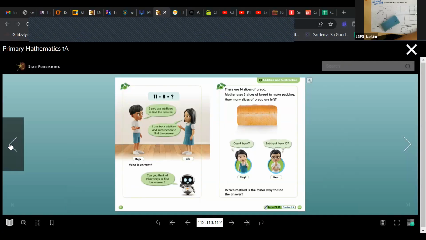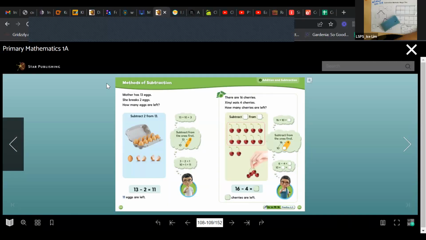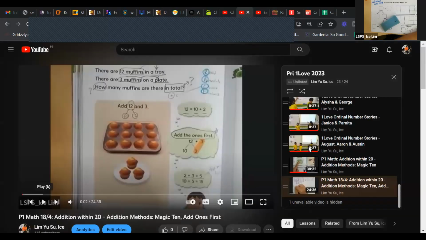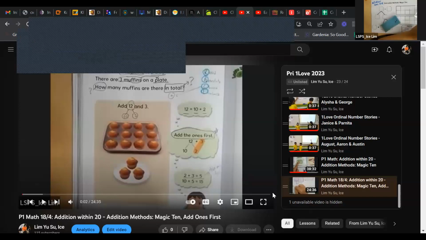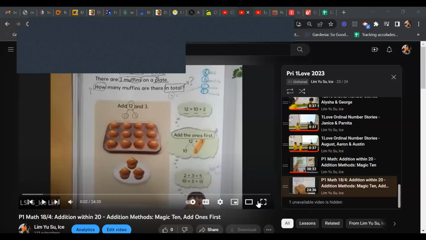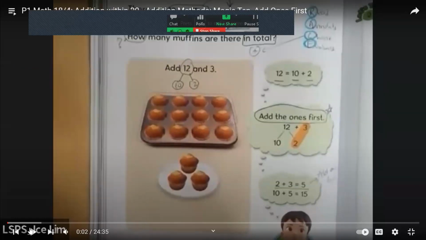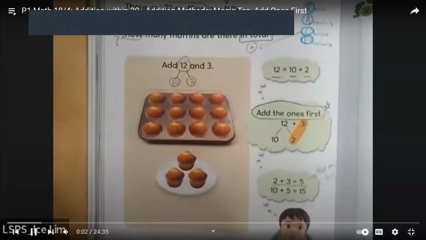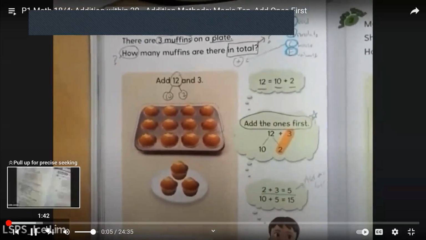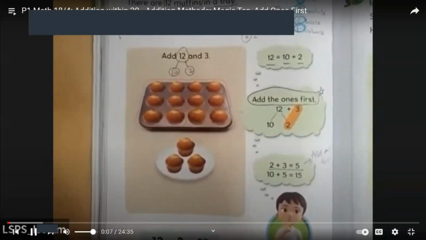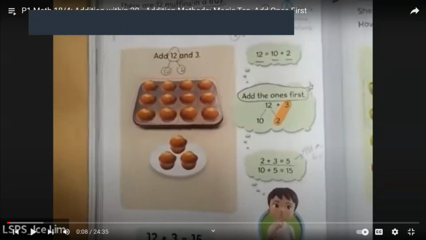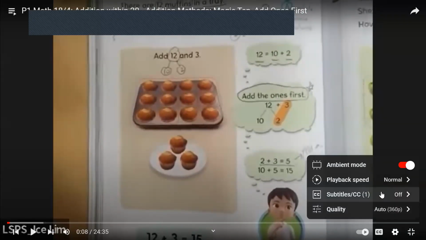Okay, this is the textbook story, right? Now, let's say I click one of these, this one, additional story. Here, let's say I can play this video, and I want to revise the part on add the ones first, yesterday's lesson. Then you can play. So in this example, we go to the method of add ones first. So that's yesterday's lesson.